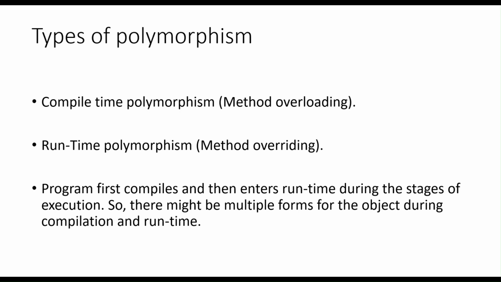Types of polymorphism. We have two types of polymorphism. They are compile time polymorphism and runtime polymorphism. So when a program first executes, it has two stages. The first one is compilation and then it enters into the runtime during the stages of execution. So there might be multiple forms for the objects during the compilation and in the runtime.